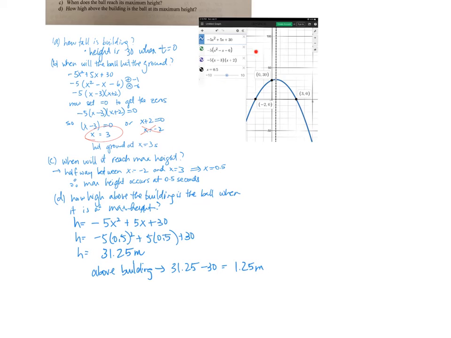I have included the graph to verify all of the results that we did algebraically. So you can see the x-intercepts are negative 2 and 3. The axis of symmetry is at 0.5. There it is there. And then I just put in 0.5 to get 31.25 for the height. I didn't actually identify that on the parabola, but this is the graphical representation of the equation we just did.